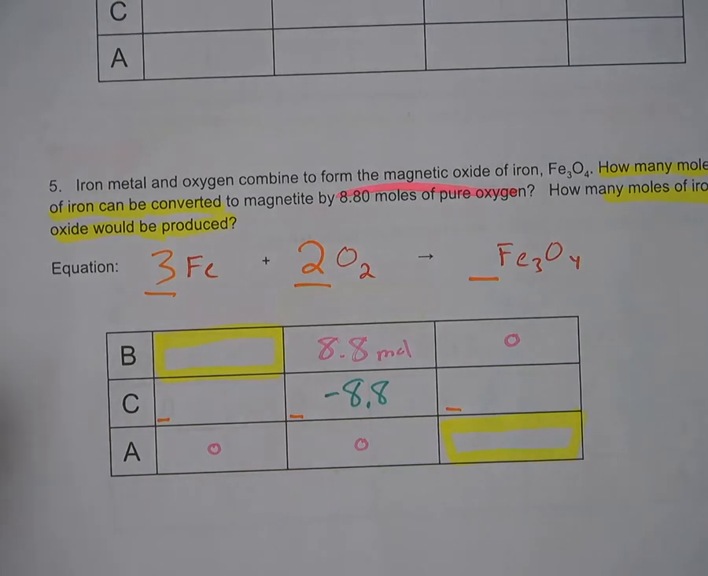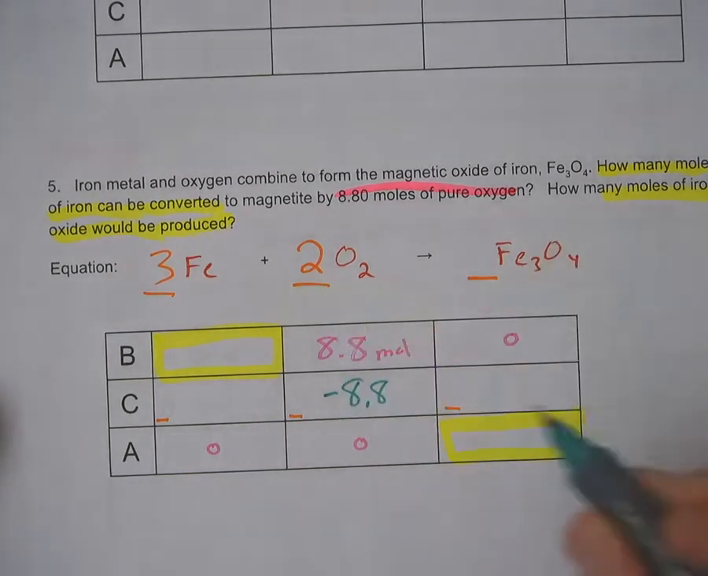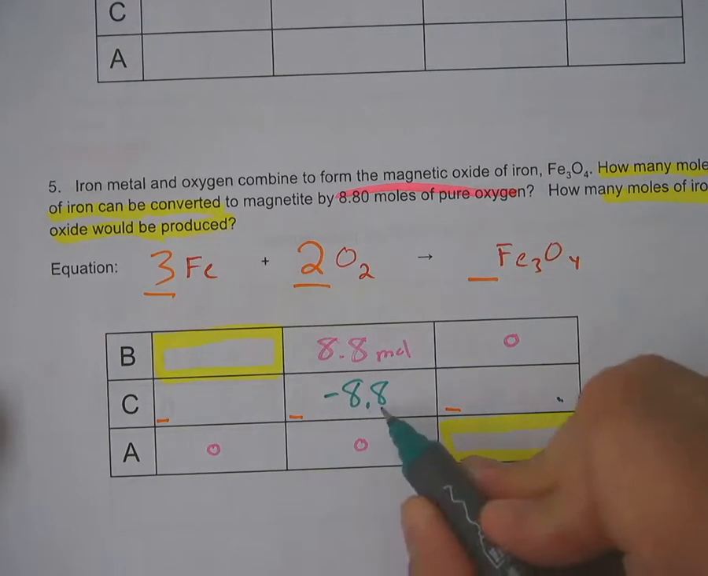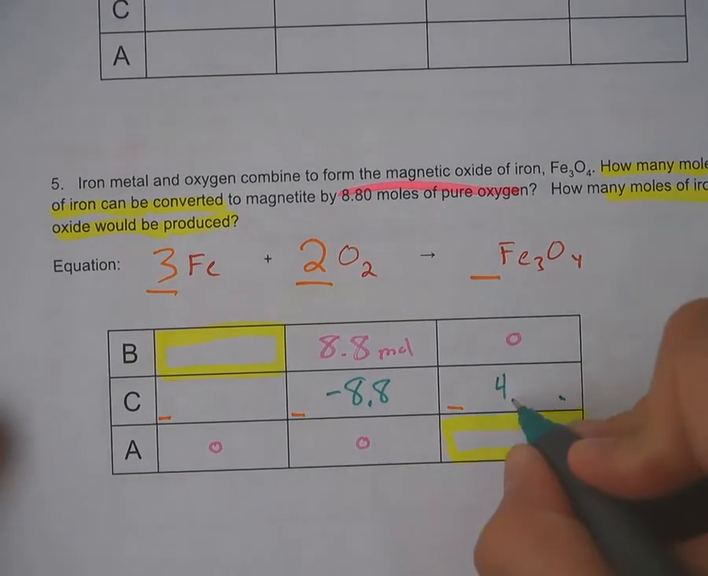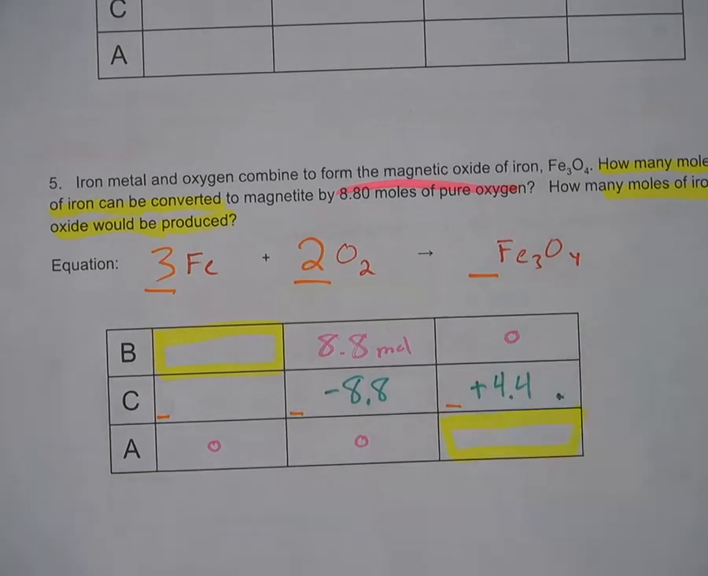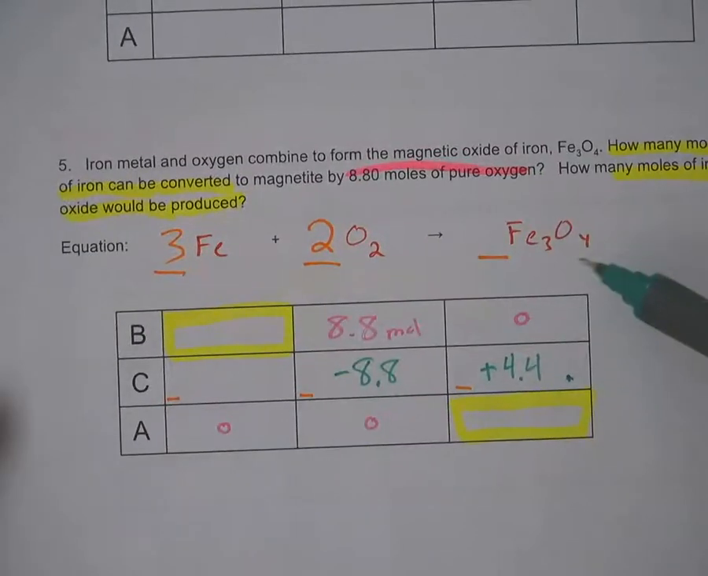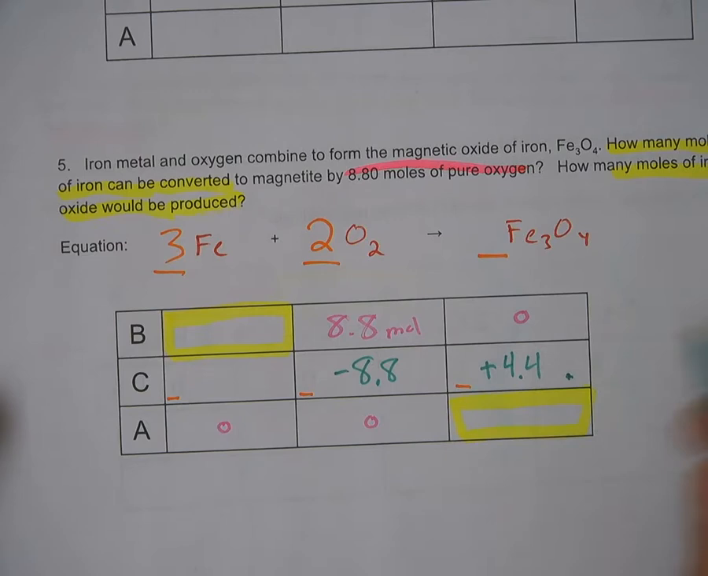Well, I'm pretty good at math in my head. You might need a calculator, but I know that this number 1 is half this number 2. So whatever I put in this box has to be half of this number. And 8.8 cut in half is 4.4. But I'm going to emphasize that we're creating this by putting a positive because the Fe3O4 is getting bigger. And now that I have 2 squares in the column, I can say 0 plus 4.4 is 4.4.